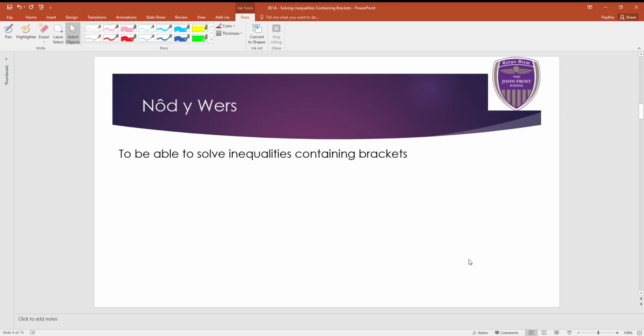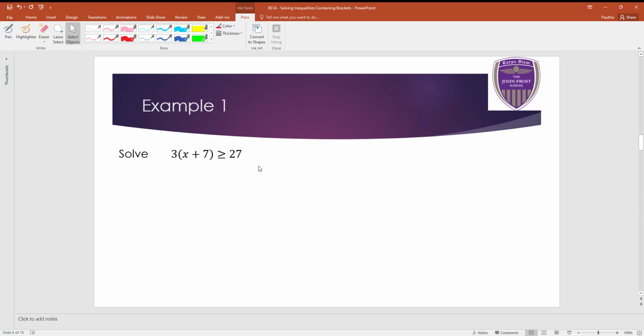Here's the note. Let's get that down. We're going to solve inequalities containing brackets. And you should remember from before, for example, one, but if you're going to solve these, they behave just like equations. So pause the video, have a go, and come back when you're ready.